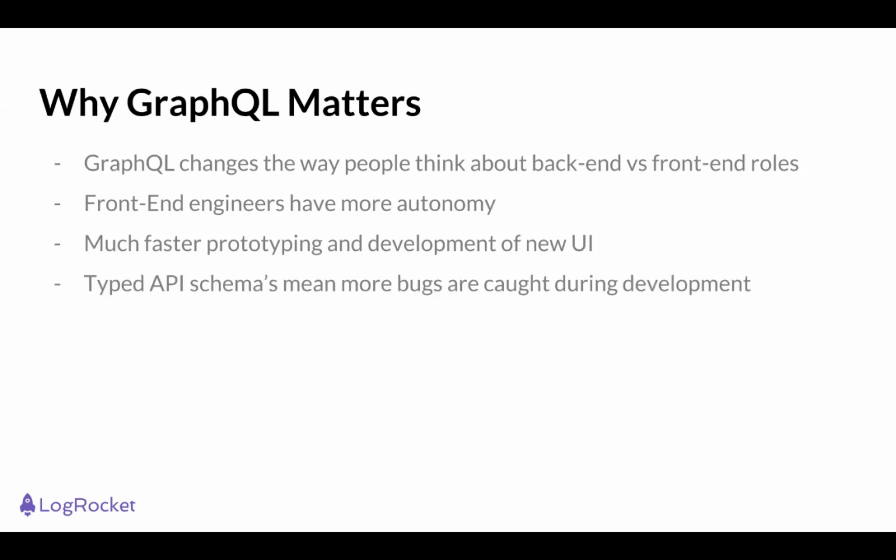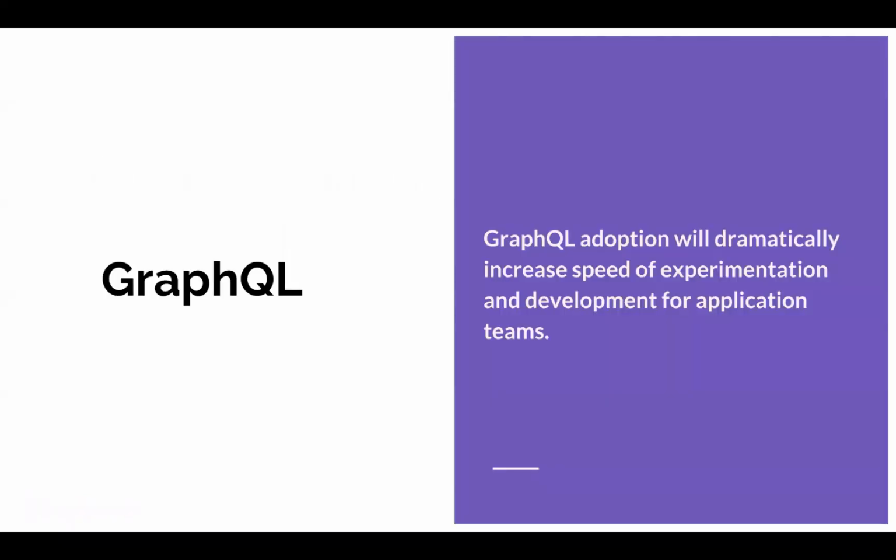And then the schema in GraphQL helps catch more bugs during development in the same way we talked about TypeScript catching bugs during development. And TypeScript and GraphQL can even talk to each other and help give your tooling layer a better understanding of what your application does to catch more issues. So in summary, we believe that this year we're going to see continued increase in adoption of GraphQL, and that will help teams increase the speed of experimentation and application development.